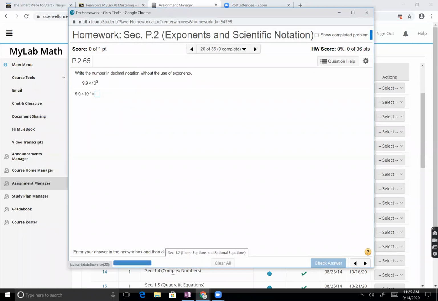You move the decimal, right? Right, at however many exponents. Yes, whatever the exponent is, you move it that many. I did that and it said it was wrong.